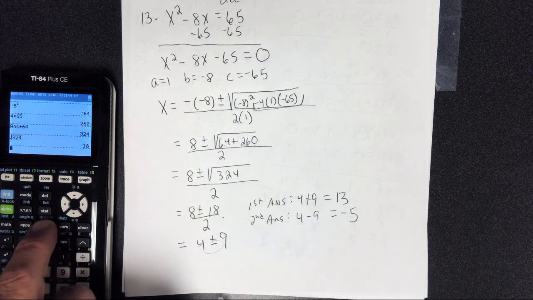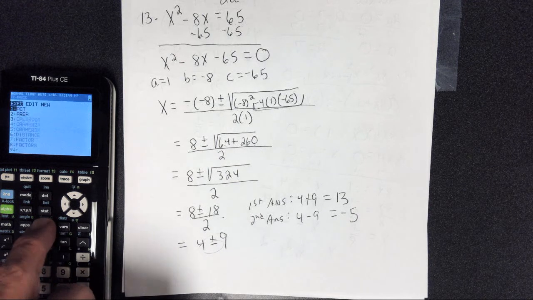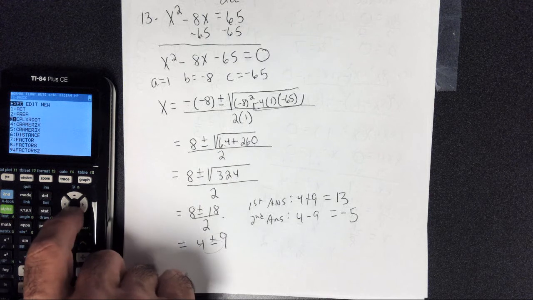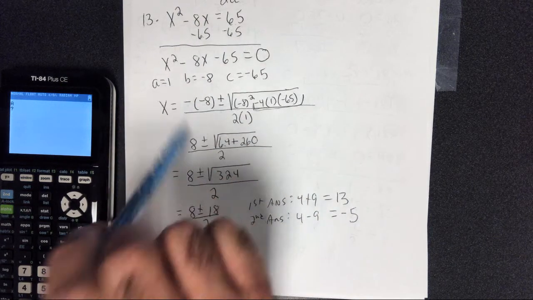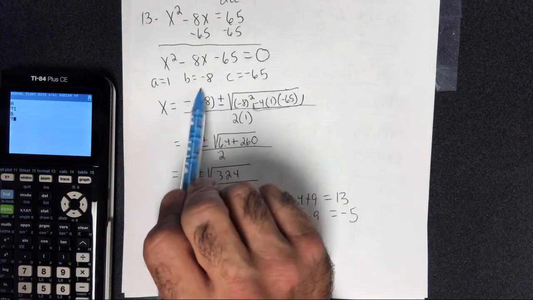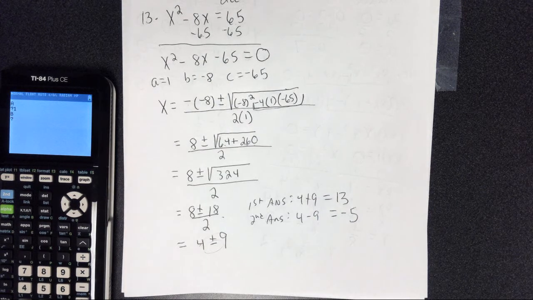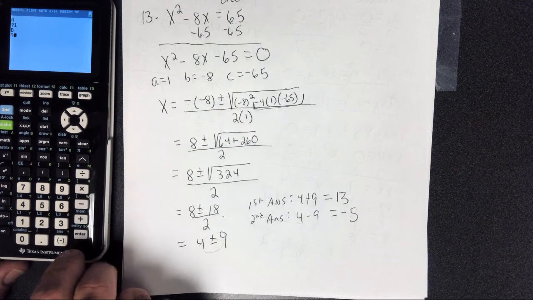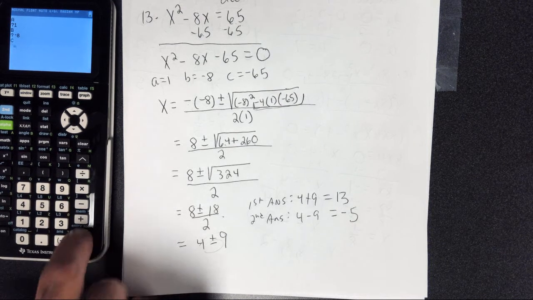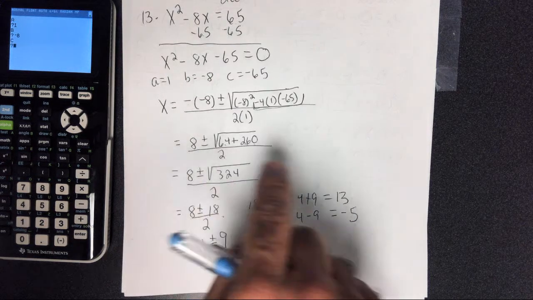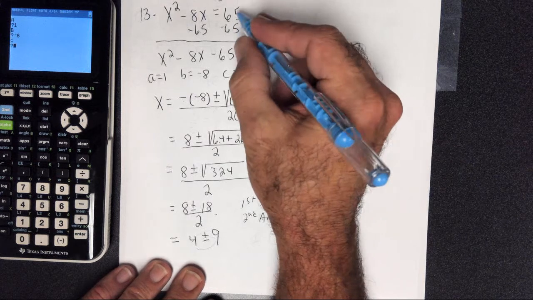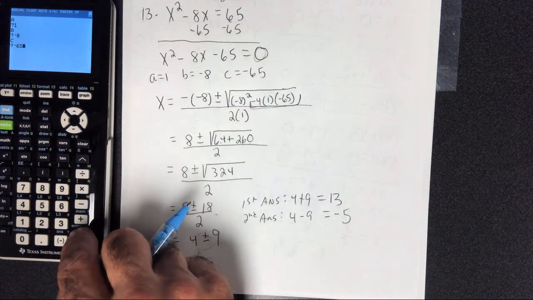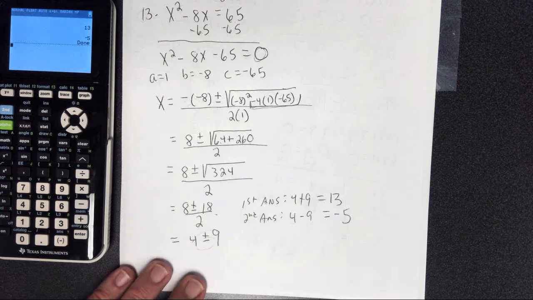So watch this. If you downloaded that quad program I sent y'all, you hit program, go all the way down till you find my quad program, hit enter, and then enter again gets it started. And this thing wants the A. Well, we said the A was a 1, so you do 1, enter. B was a negative 8, so you use this negative down here on the bottom, negative 8, enter. And then the last number I had was what? It was negative 65, because you have to have it equal to 0 before you use your numbers. So that's a negative 65. If I hit enter, I get 13 and negative 5.